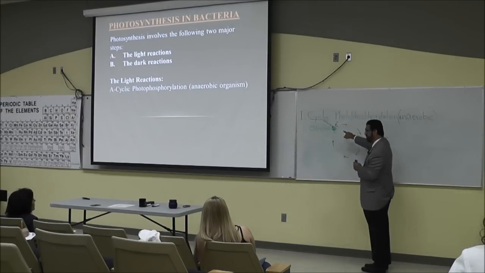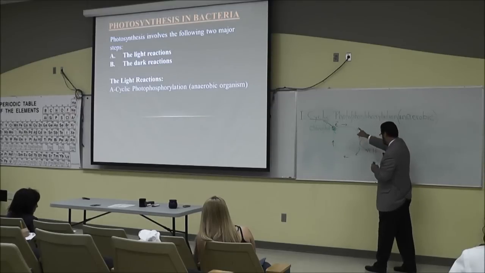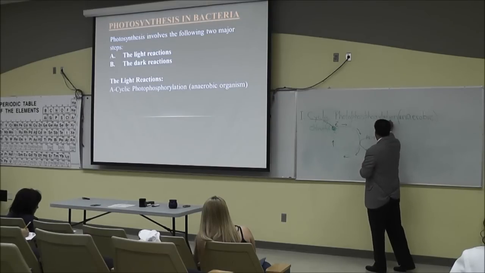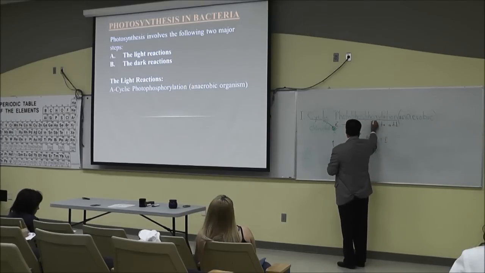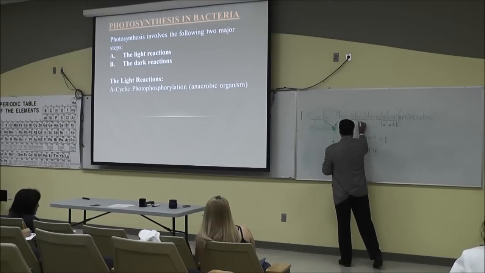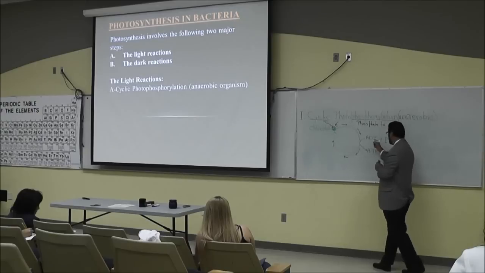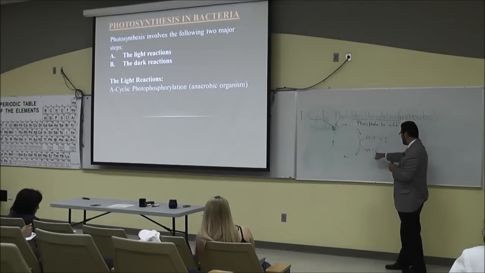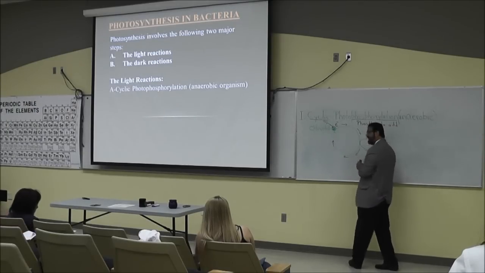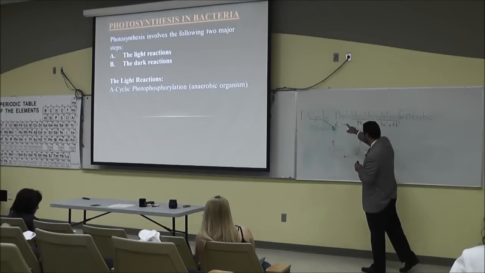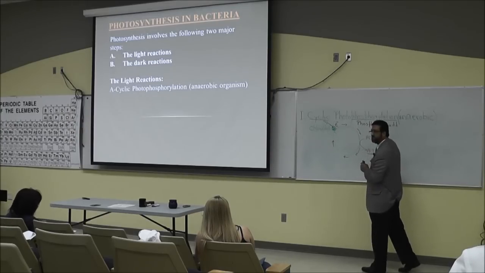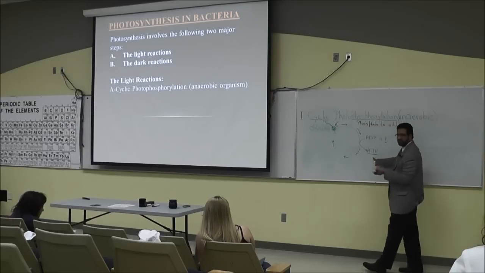While they're moving in a cycle, the energy of the electron is used to grab a phosphate. Phosphorylation means to add. Phospho, from phosphate. A phosphate is added to ADP to make ATP. So the end product of this reaction, called cyclic photophosphorylation, is ATP. And that's what you just need to remember.